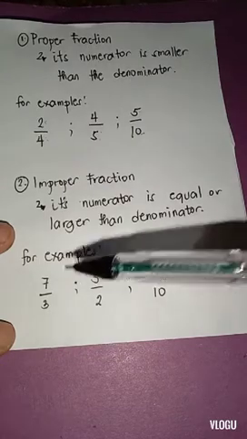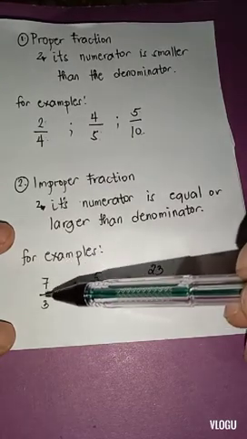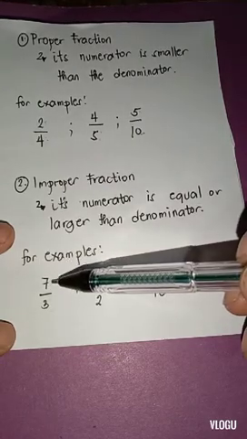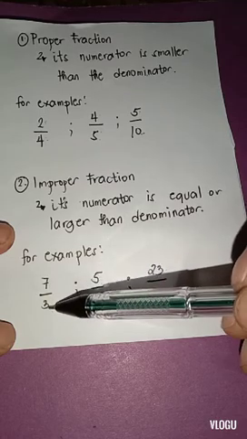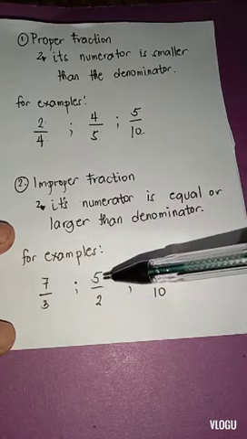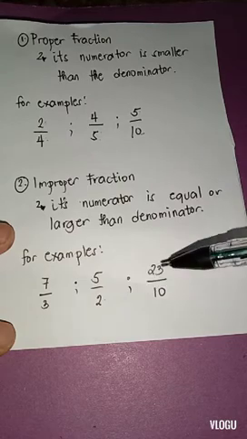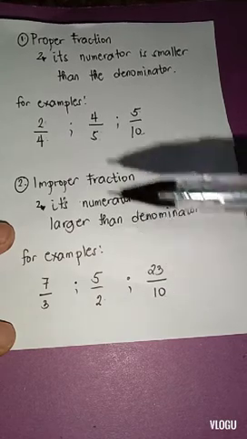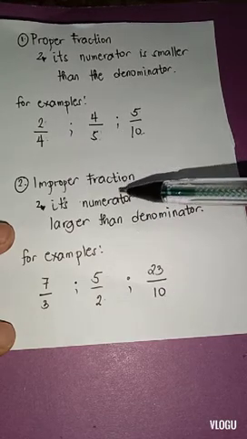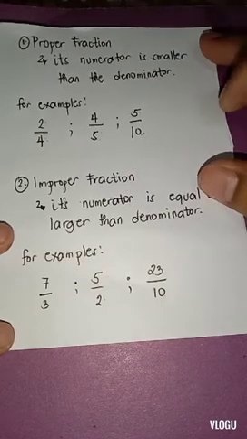Okay, so for example, 7/3. So mas malaki itong si numerator kaysa kay denominator. 5/2, 23/10. So that is an example of improper fraction.